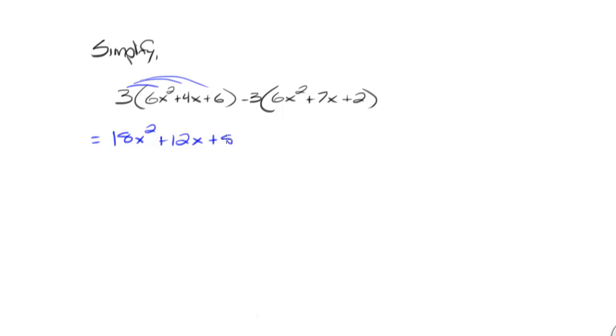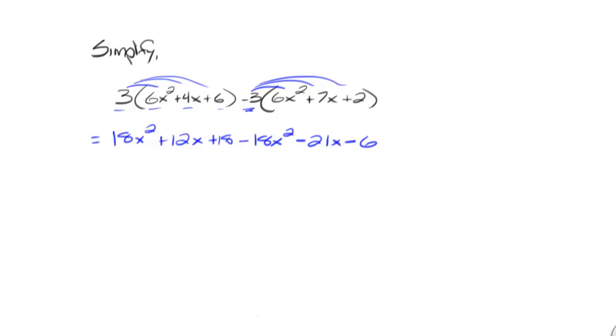Again, when you do this, the only thing that you're affecting are the coefficients in each of these terms. You're multiplying the numbers by the number on the outside in this case. And then for the second set of parentheses, the only tricky part here is I need to make sure that I distribute a negative 3. So I multiply negative 3 by each of these coefficients. So negative 3 times 6 is negative 18x squared. Negative 3 times 7 is negative 21x, and negative 3 times 2 is negative 6.